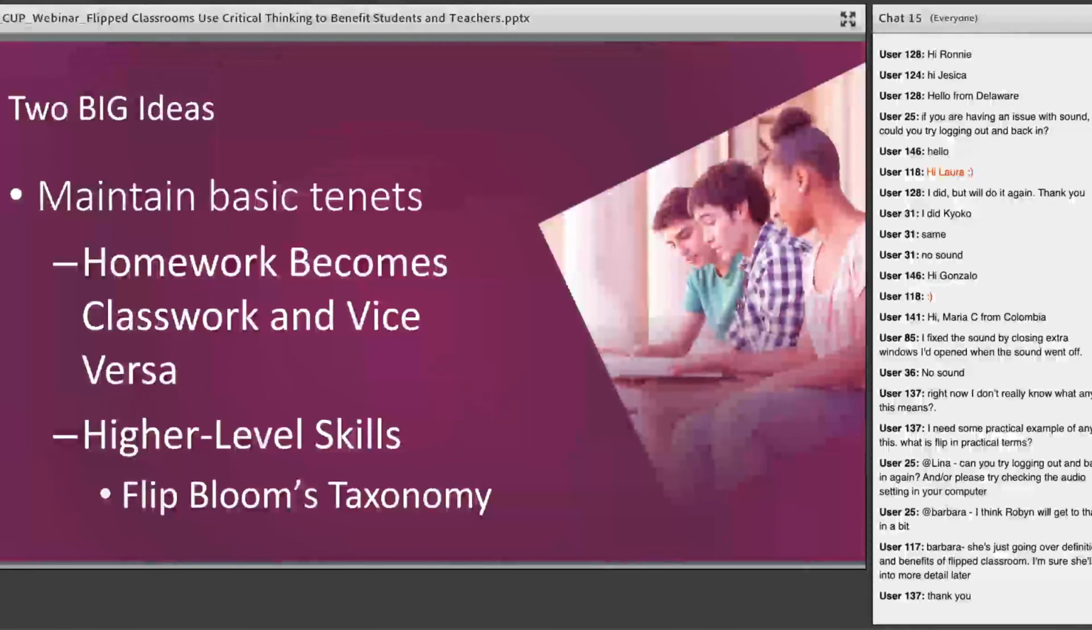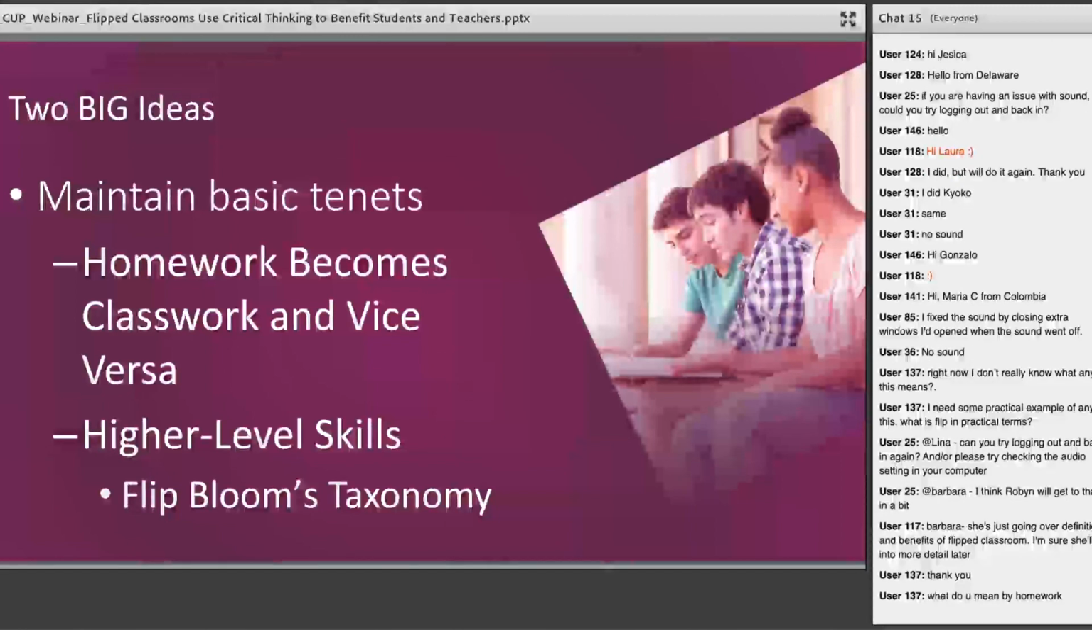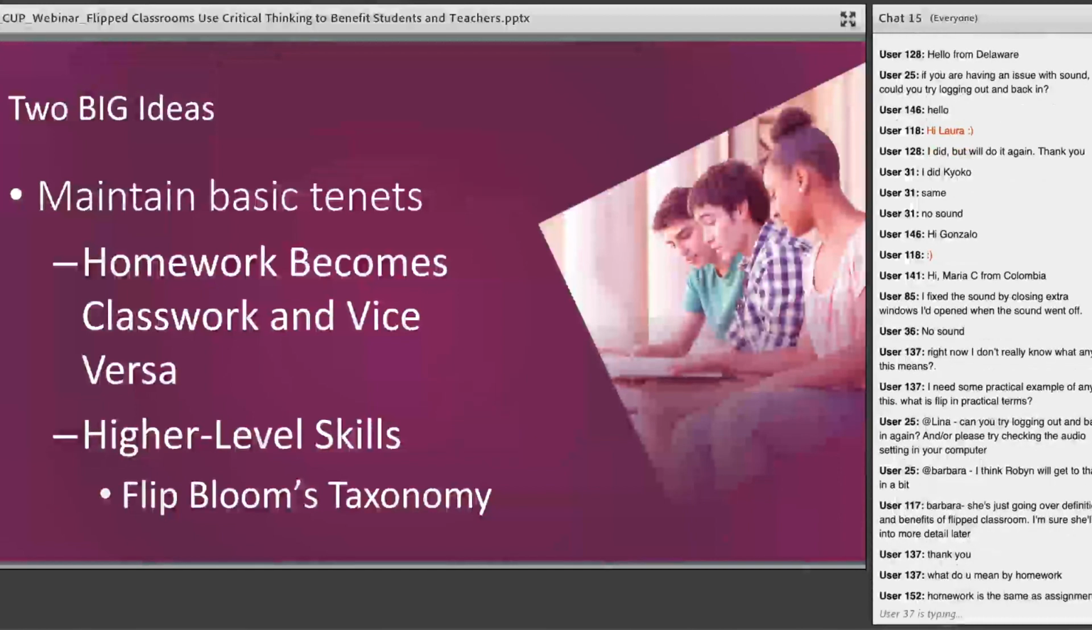But the second big idea behind flipped learning is that we actually flip Bloom's taxonomy. And that's what's most important, because we have to take what we do in the classroom and make sure that students can actually use what we're teaching them to do. That's why you really want to flip your classroom, to make sure that students actually use the English outside the safe haven of our English classrooms.